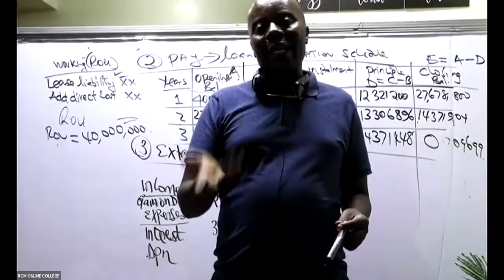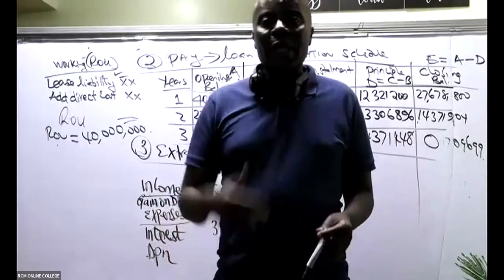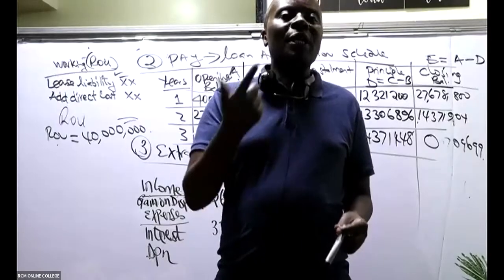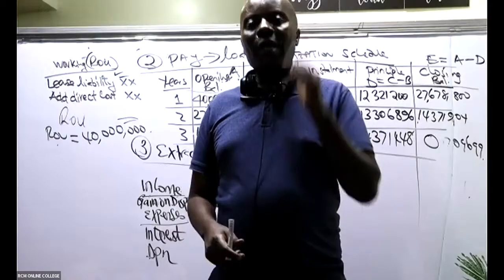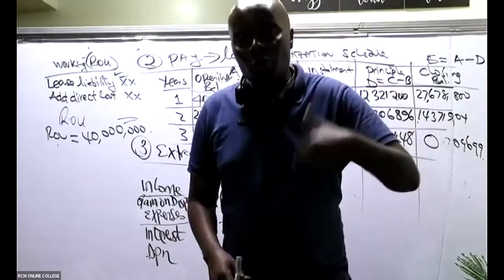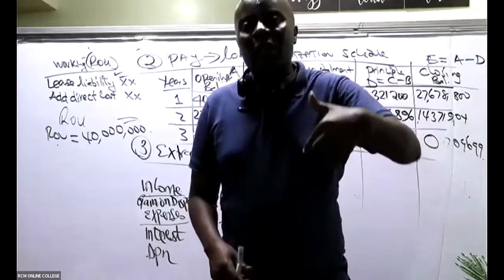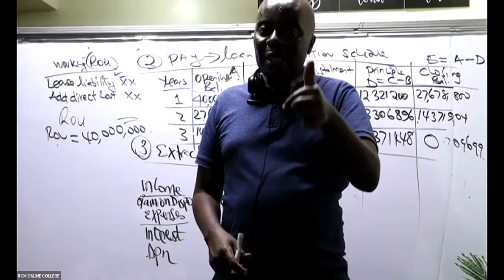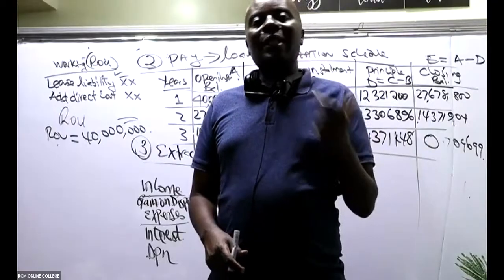Remember, an asset is any economic resource that has future economic benefits. Any economic resource that you own and are able to control, and from which you are able to derive economic benefits, and of course those benefits can be measured reliably, then automatically that's an asset.